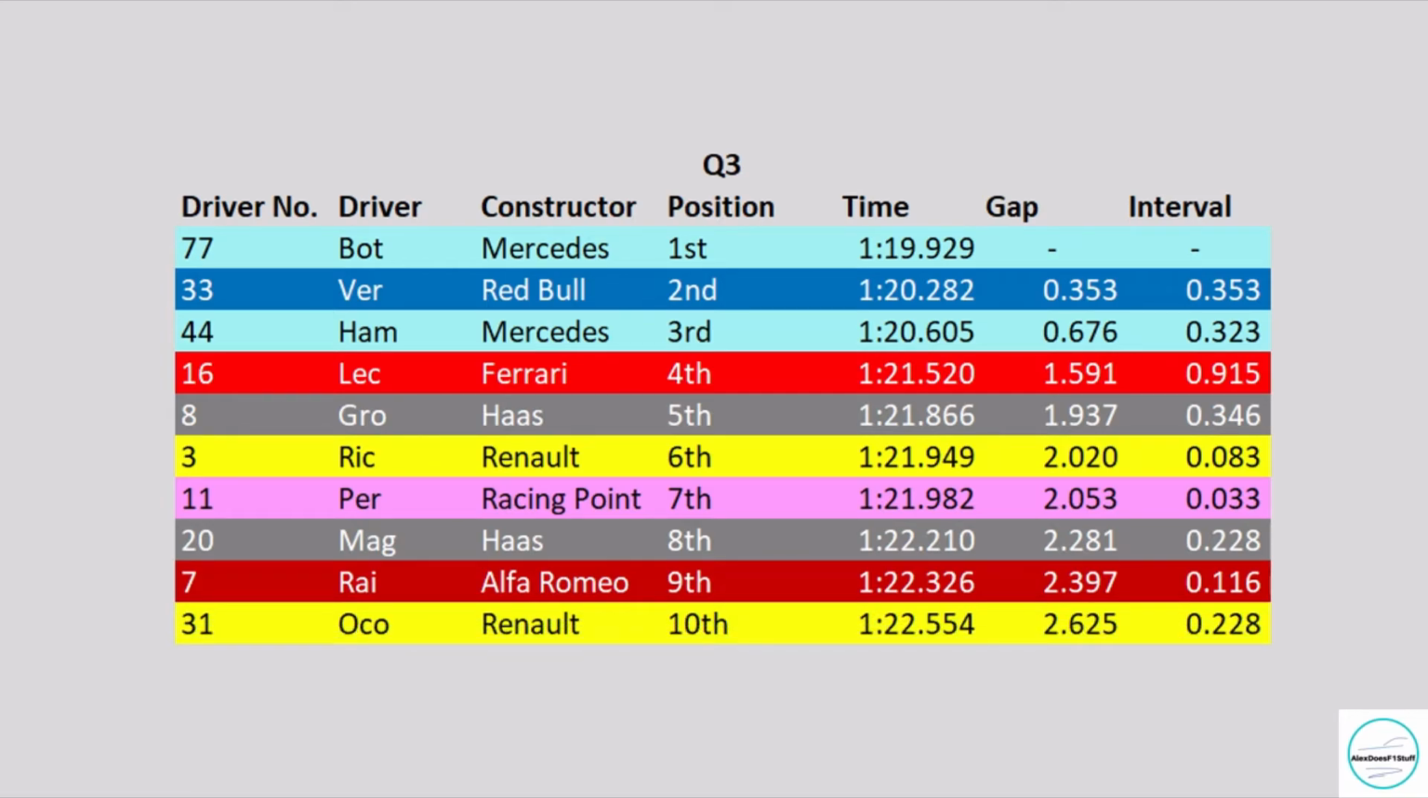Grosjean is best of the rest in 5th, with Ricciardo putting in a mega lap for 6th to get in front of the rapid Racing Point of Sergio Perez. Magnussen and Raikkonen are next, with Ocon rounding off the top 10 on his return to Formula 1.